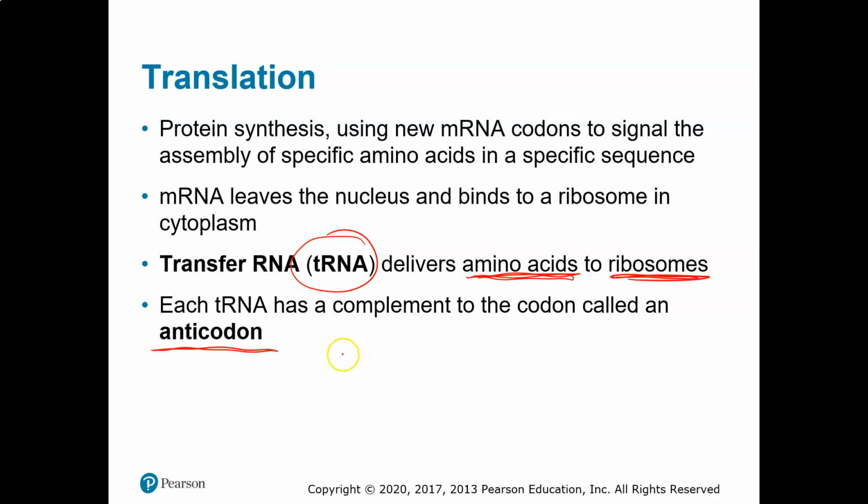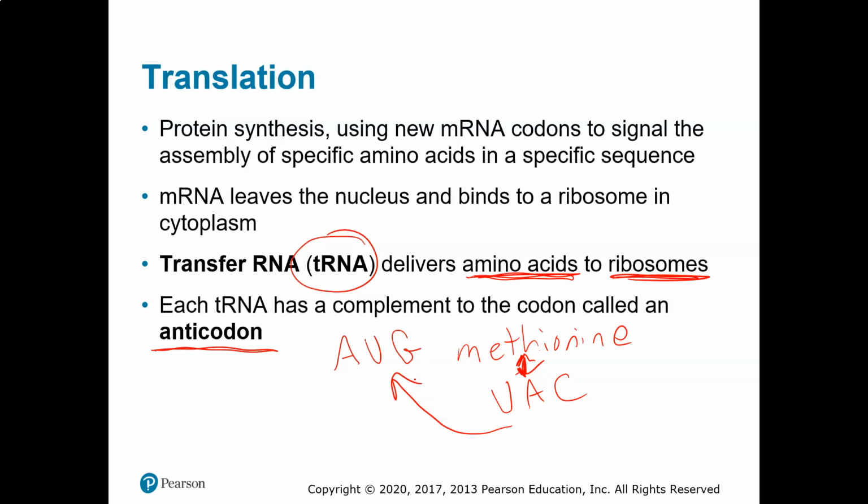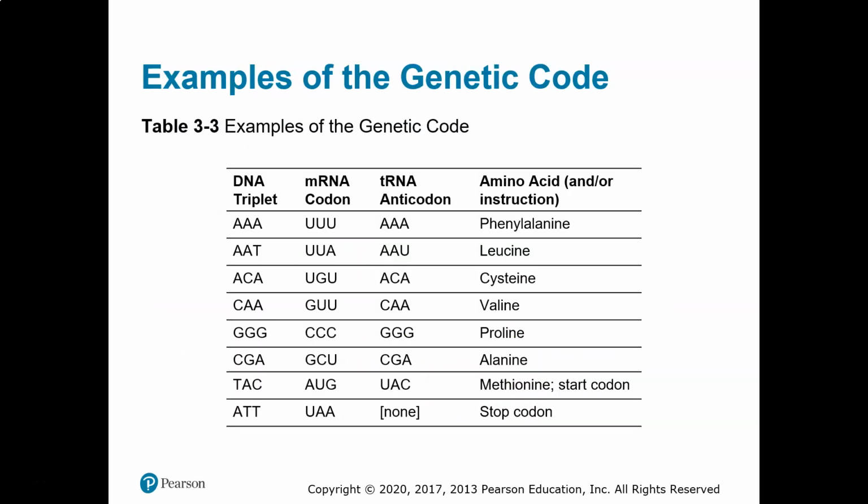So let's say, for example, the messenger RNA has this codon AUG, which codes for the amino acid methionine. There would be a transfer RNA in the cytoplasm or the cytosol that contains the code UAC, and it would also be attached to methionine, and it would move into that spot on the messenger RNA where the AUG is located.